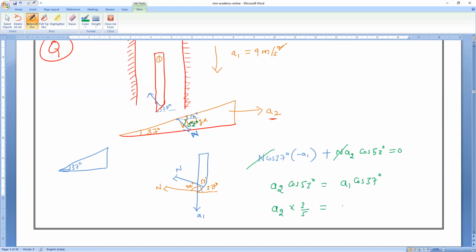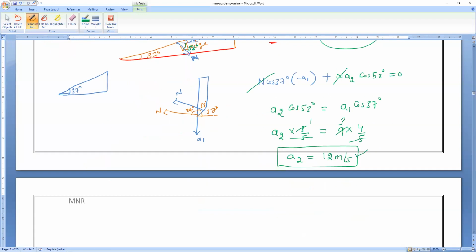A1 value I know: 9 into cos 37, which is 4 by 5. The 4 will get cancelled. 3 ones are 3, 3 threes are 9... So A2 is equal to how much? 12 meter per second square. So what is the acceleration now? 12 meter per second square.